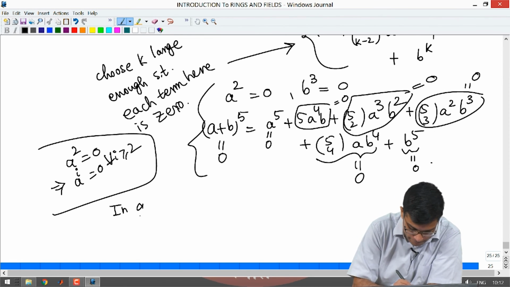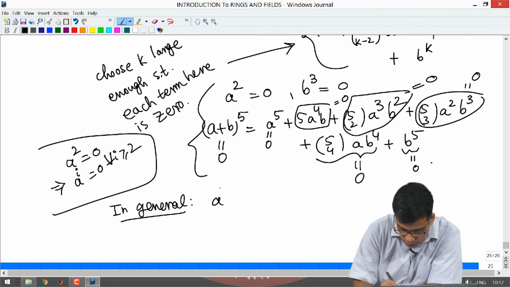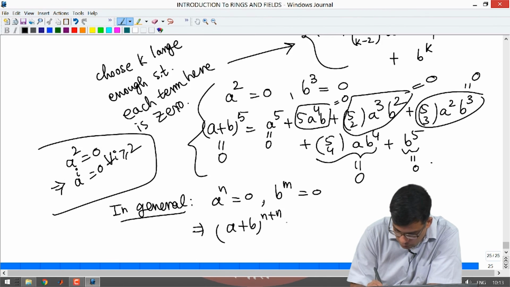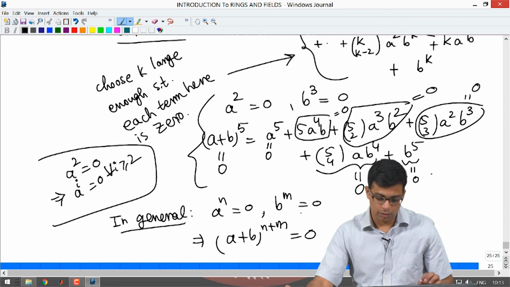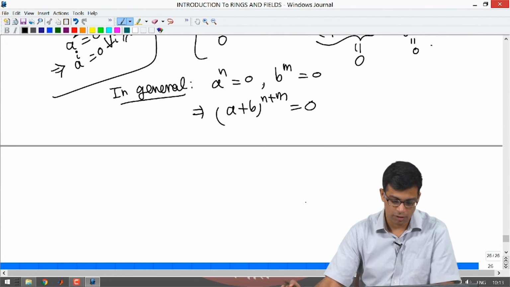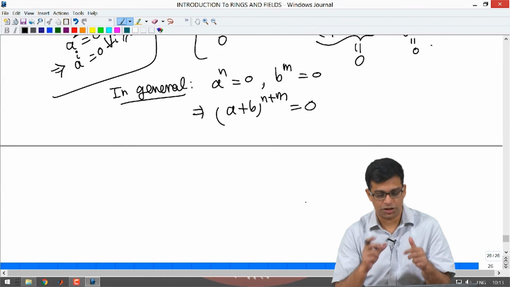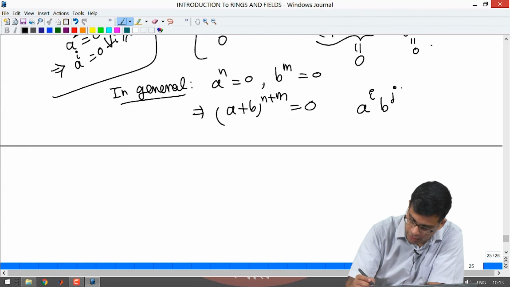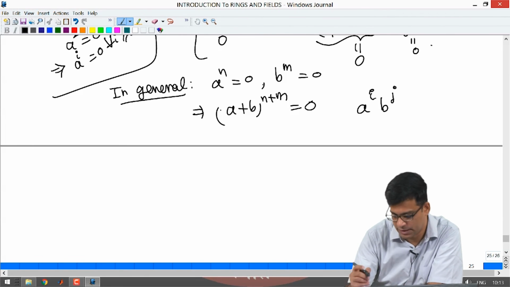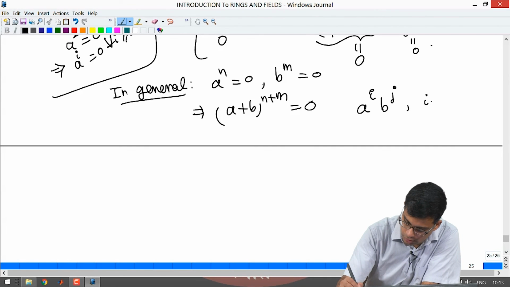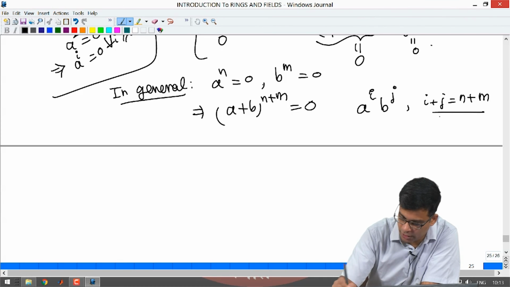So, in general, A power n is 0, B power m is 0 implies A plus B power n plus m is 0. Okay. Maybe you can actually choose a smaller exponent perhaps, but I do not really care about that. This is because when you expand this out, each binomial term will be A power i, B power j, either i will be at least n or j will be at least m, because if they are both strictly less than n and strictly less than m, then the sum can't be n plus m, right.